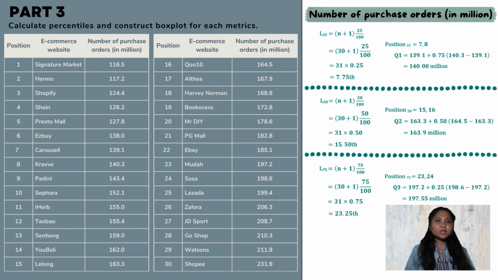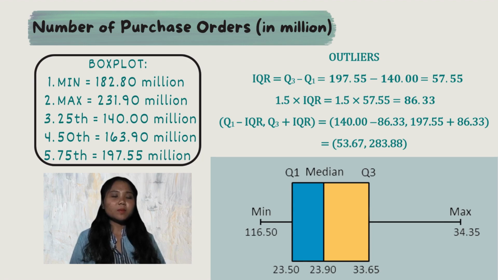For calculating the percentile for the number of purchase orders, we use the same formula as calculating the percentile for the number of visits. The locator for the 25th percentile is 7.75. The Q1 is 140 million. For the 50th percentile, the locator is 15.50, so the Q2 is 163.90 million. For the 75th percentile, the locator is 23.25, so Q3 is 197.55 million. Next, the IQR for the number of purchase orders is 57.55.